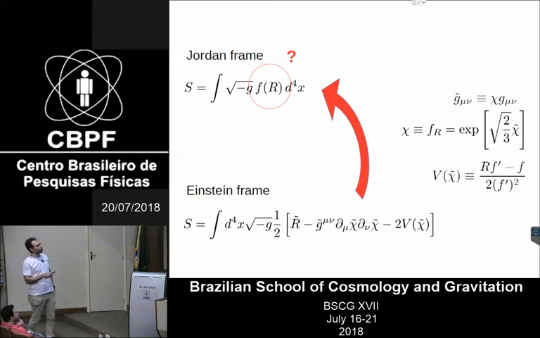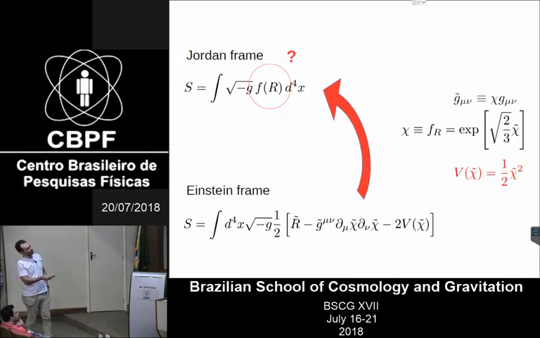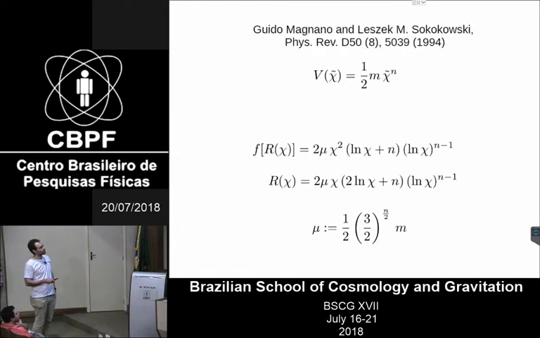What would be the f of r that would correspond to this v over here, right? And then we realized that, so we started with chi squared, right? Just applying the easiest non-trivial potential that we can think of. Then we realized that it had already been done in 1994, in this paper over here. So there is a parametric form for f and r.